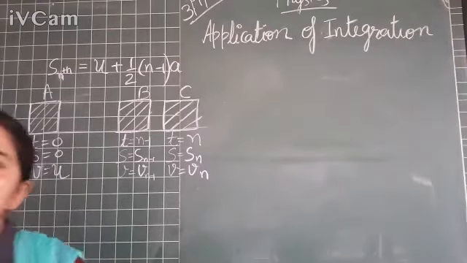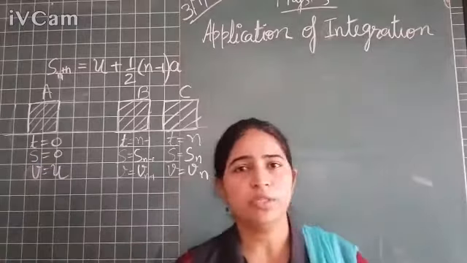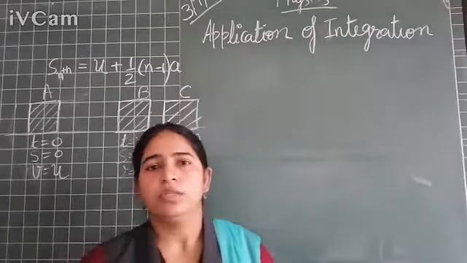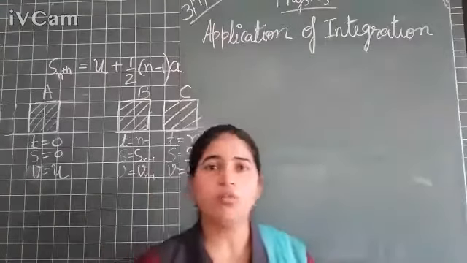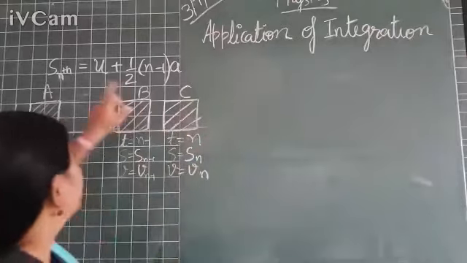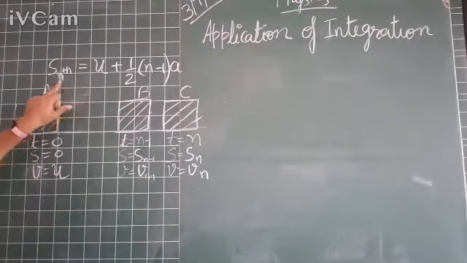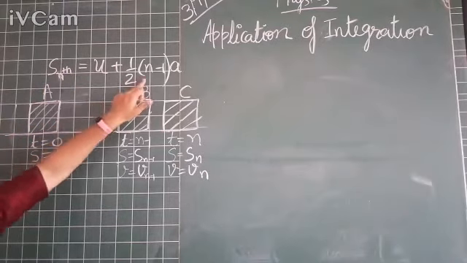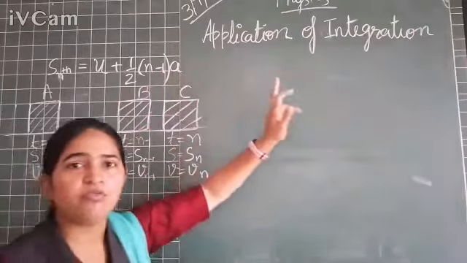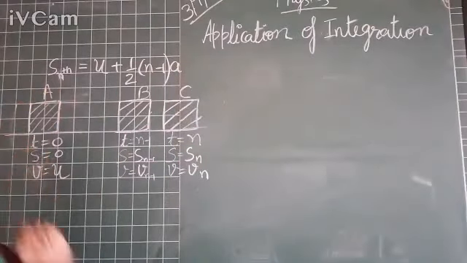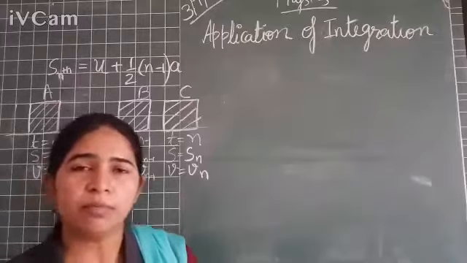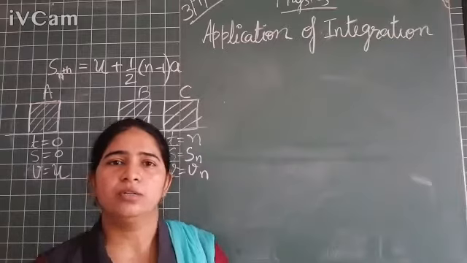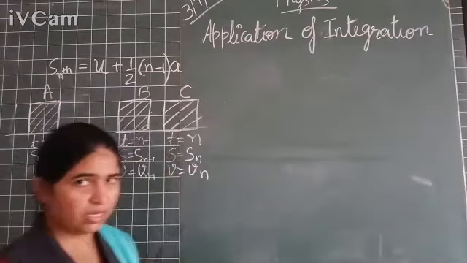Good morning, children. So today we are going to start with the application of integration. We have already derived the equations of motion with the help of calculus, right? So this is our fourth equation, that is S nth equal to u plus half n minus 1 a, where S nth is the distance traveled by the object in the last second, right beta?